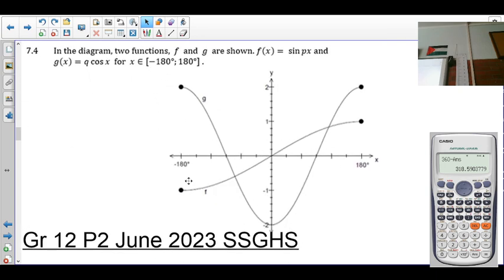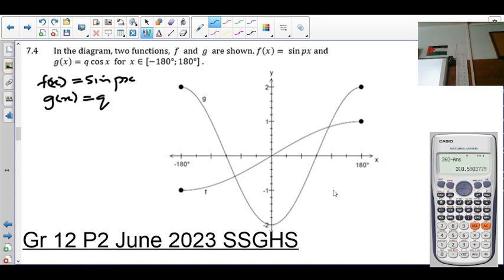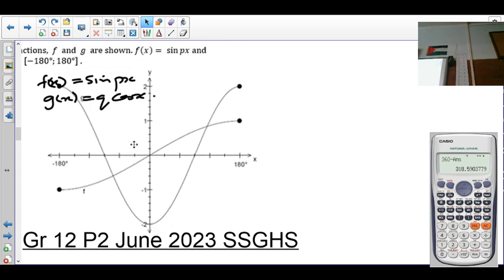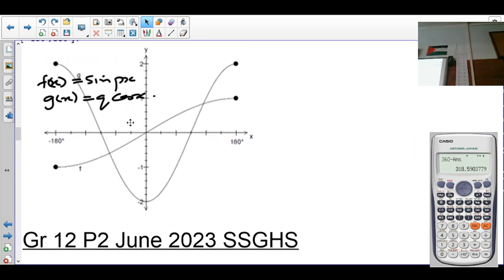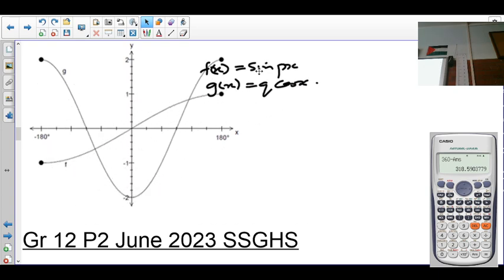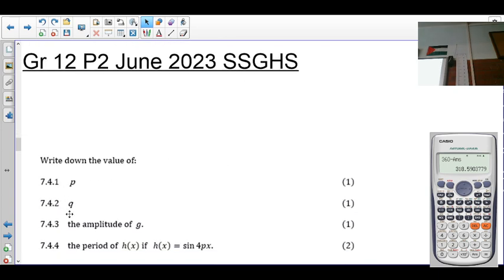7.4. In the diagram below, two functions f and g are shown. f of x is equal to sine of px, whilst g of x is equal to q cos x, for x an element of negative 180 to 180. Let's get the questions here quickly.